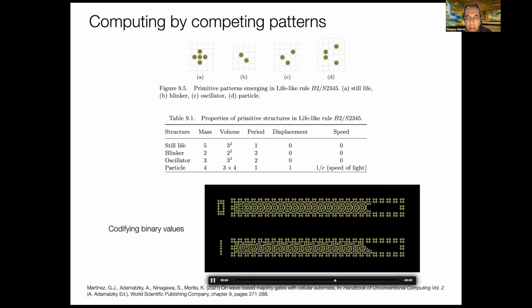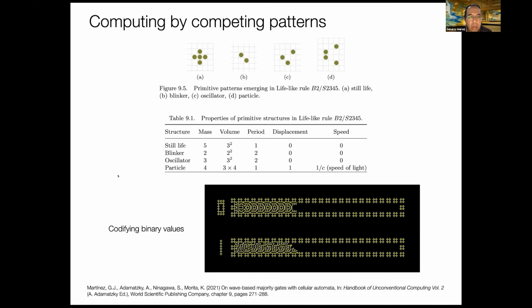In this case, we have a simple principle. If the pattern is symmetric, then the value is 0. But if the pattern is asymmetric, then the value will be 1. So following this simple principle, we can control information in this chaotic automaton.